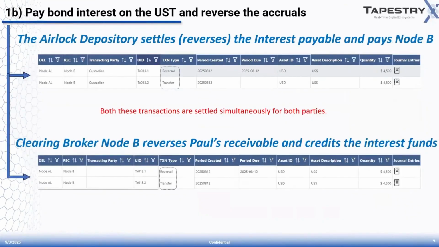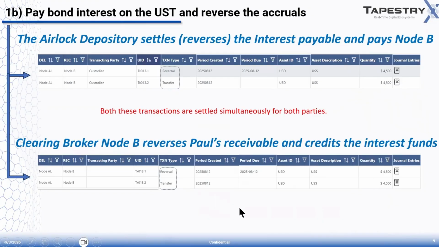Now we're looking at the transaction that's actually being processed. So the depository settles and reverses the interest payable and transfers the amount to node B for the account of Paul. So we actually see node airlock to node B. We've got a reversal of the payable receivable and a transfer of the $4,500. And clearing broker node B reverses Paul's receivable and credits the interest of the funds to their account.